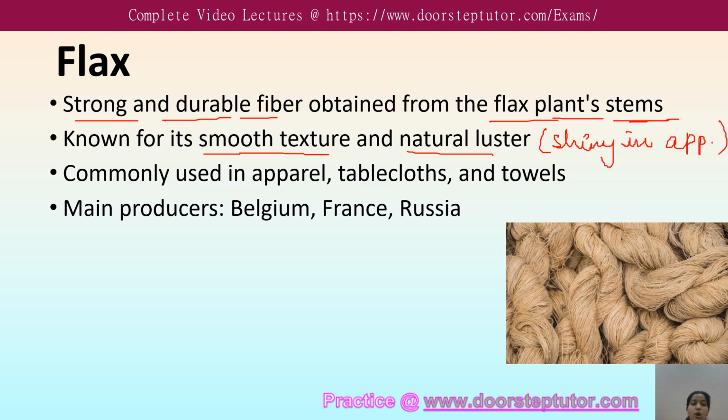Now commonly flax is used in apparel, tablecloths and towels. So for making towels, tablecloths and apparel, we use flax, right? Because it is more of a durable fiber and it is strong. Like we can use one towel every day for 6 to 7 months because it is more durable and stronger than a cotton fabric, right? Who are the main producers of flax? Belgium, France, Russia are the main producers of flax.